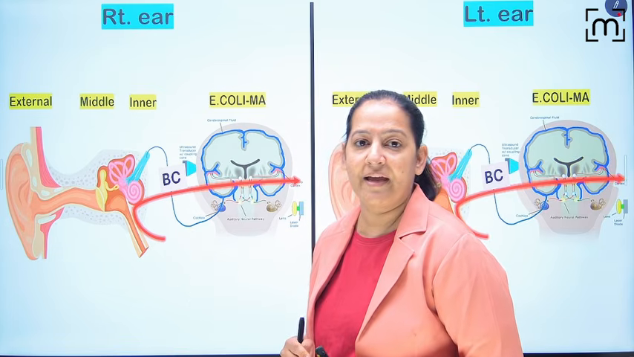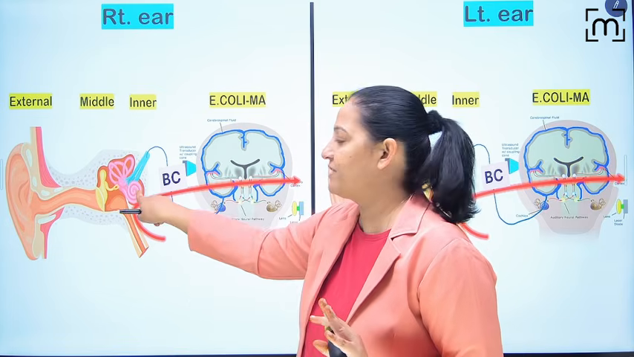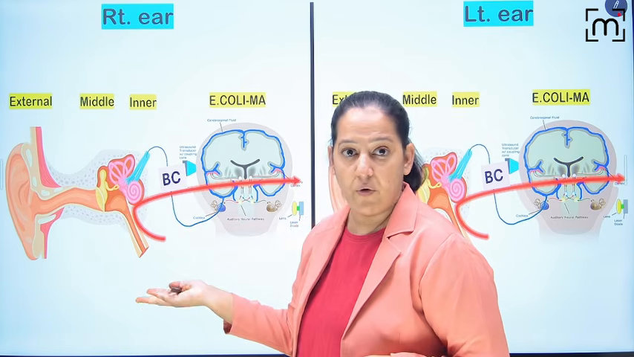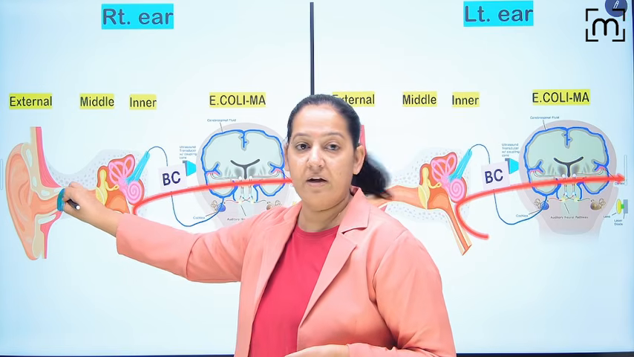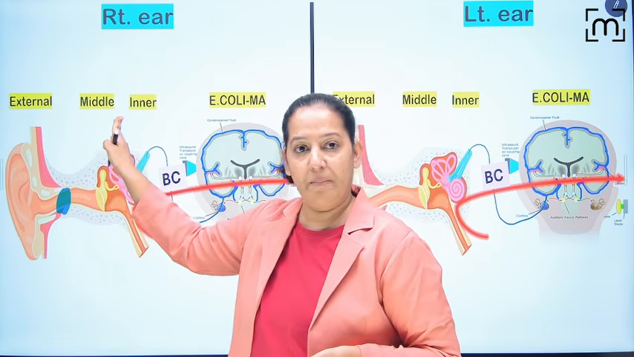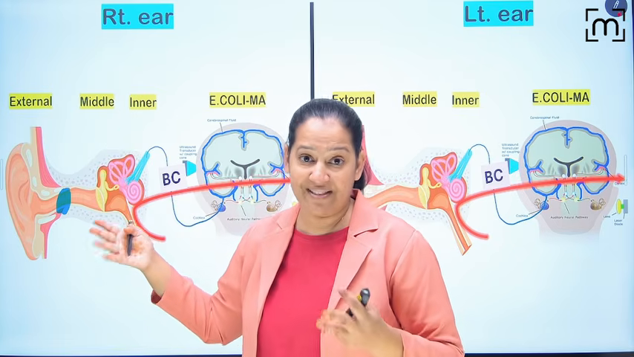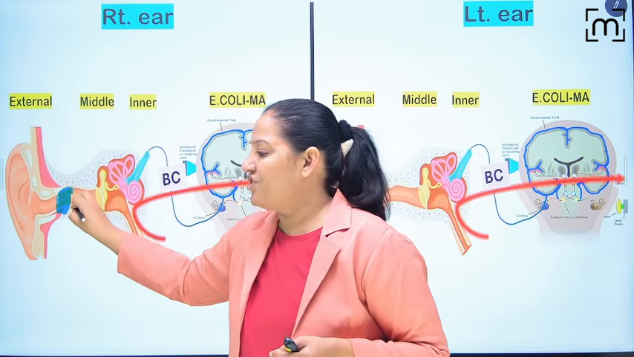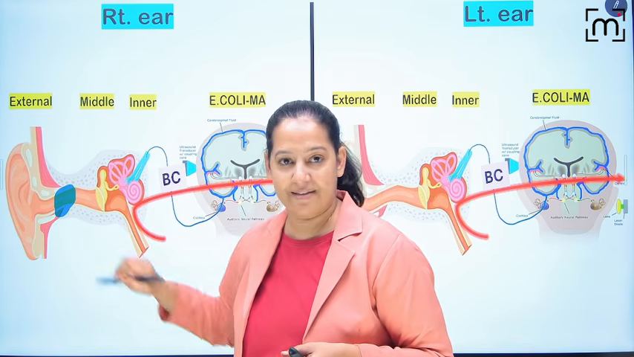Where will we draw conductive deafness? Sensorineural deafness I always draw here. Conductive deafness we have to draw. I'm drawing conductive deafness here. Conductive deafness means there is a lesion in the external or middle ear. Okay, that's why we revised it at the beginning. So there is a lesion over here. Say yes, there is a lesion over here.